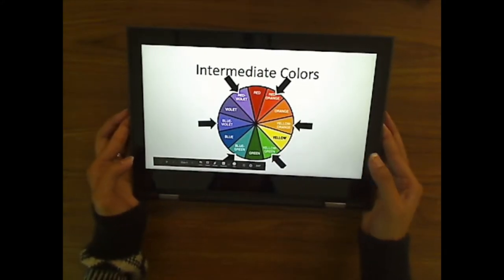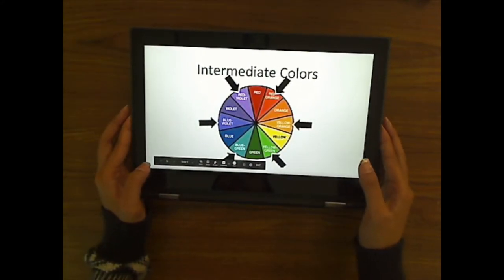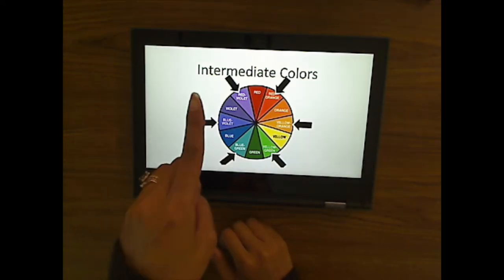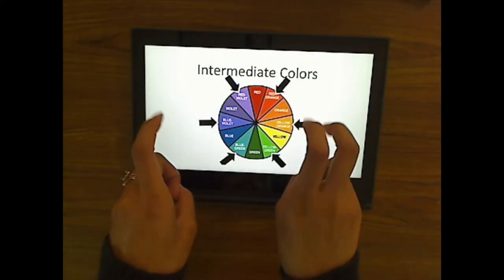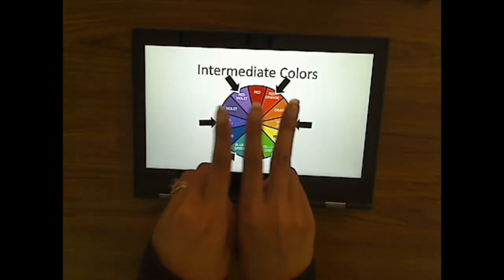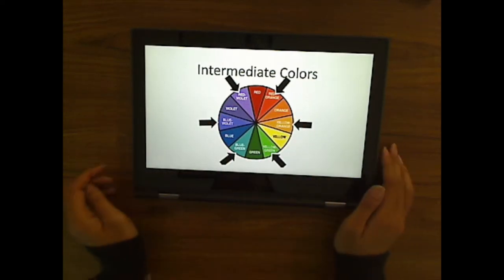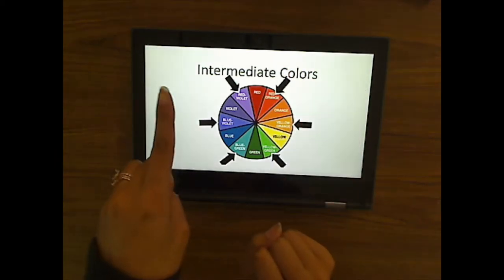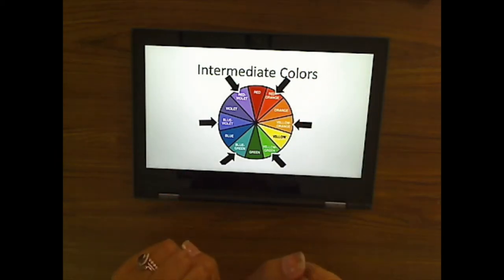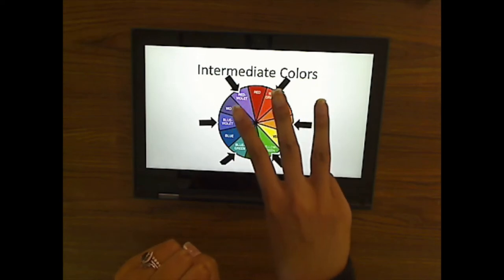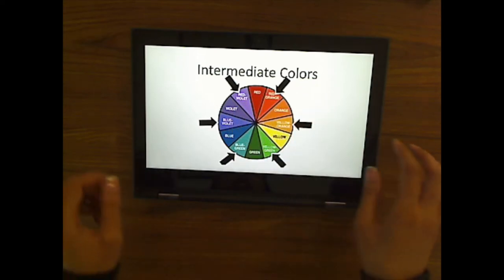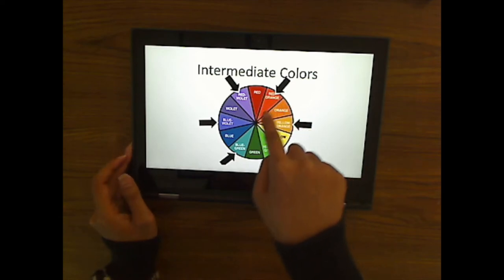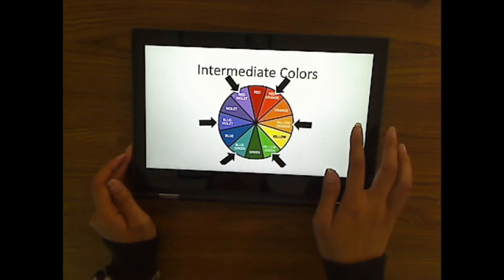We also talked about intermediate colors. Intermediate colors are when we use a primary plus a secondary to mix together to create that intermediate color. So just like 1 plus 2 equals 3, primary plus secondary equals intermediate or tertiary. We talked about tertiary being another word for intermediate. So the ones that the arrows are pointing to, those are the intermediate colors.